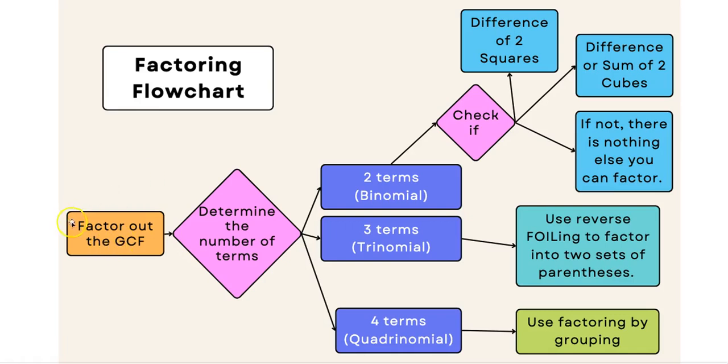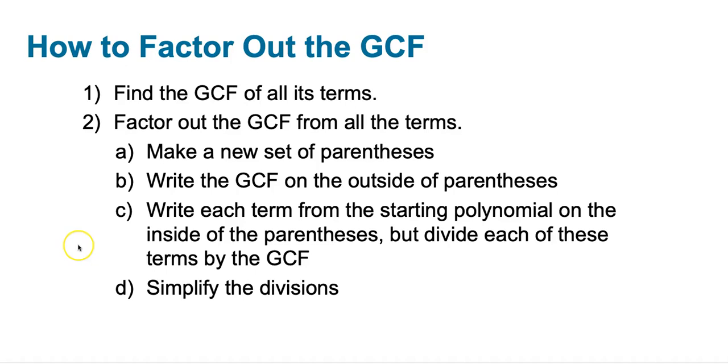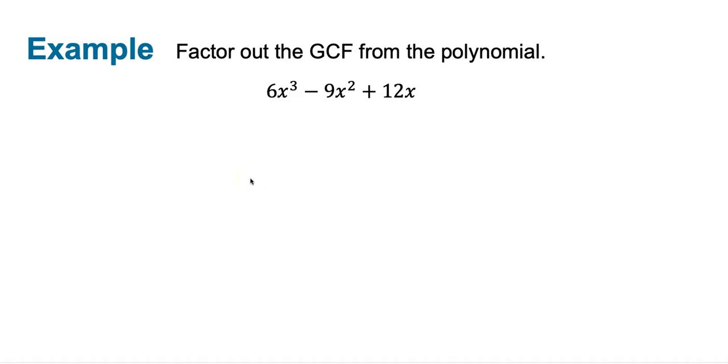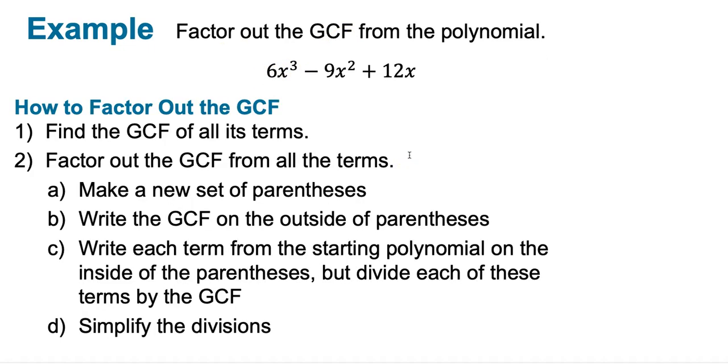So how do you do the first step? The first step in factoring out a GCF is to find the GCF. Now, I discussed this in a previous video, so please refer to that previous video if you need help with the first step. The second step is to factor out the GCF. Well, how do you do that? Here's the steps. Let's go through an example to see how these steps work. In this example, we're asked to factor out the GCF. Here's the steps we just discussed.